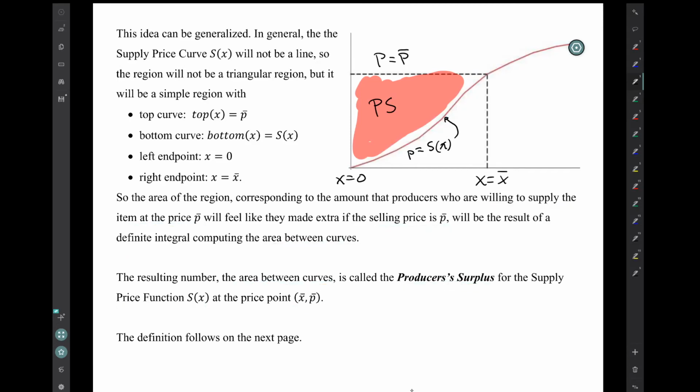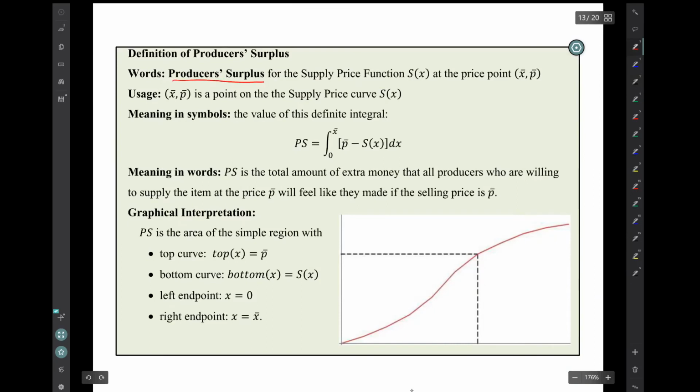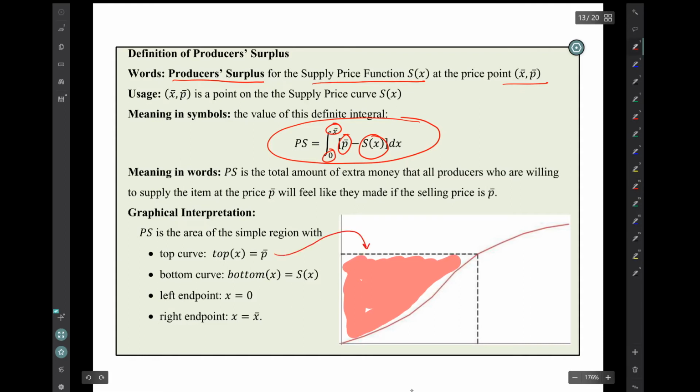The official definition is on the next page. The producer's surplus for the supply price function S of x at this price point x bar, P bar is defined to be the value of this definite integral. Integrate from x equals 0 to x equals x bar, this integrand, P bar minus S of x. That definite integral computes the area of this simple region bounded by this top curve and this bottom curve, S of x, from x equals 0 to x equals x bar.